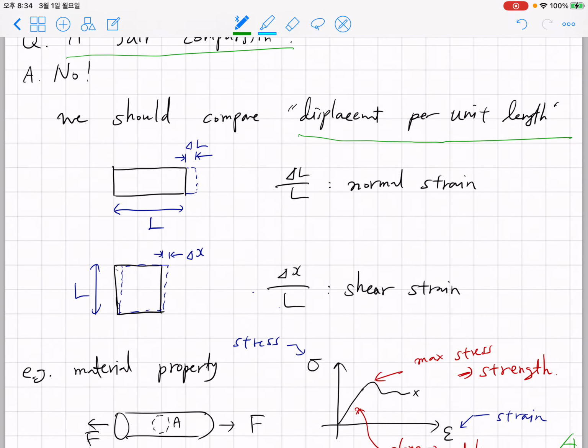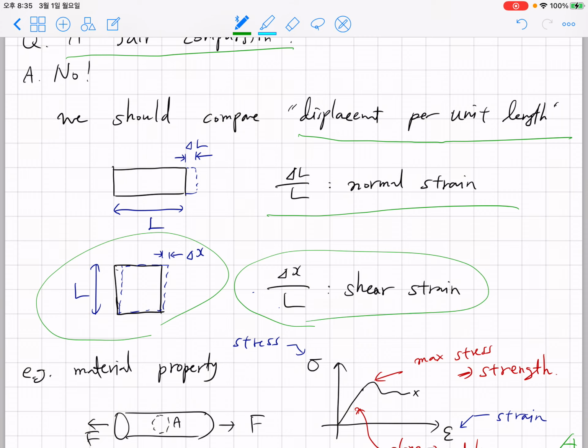If we define the displacement along this length, we call that normal strain, delta L over L. If you consider displacement in the lateral direction, we call that shear strain. So this is the necessity of the definition of stress and strain. After defining stress and strain, one can define the material property. Out of these two examples, what one can see is that without defining normalized force and normalized displacement, one cannot compare the material property.